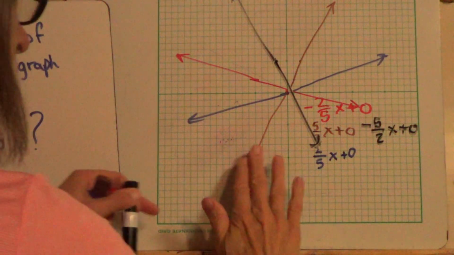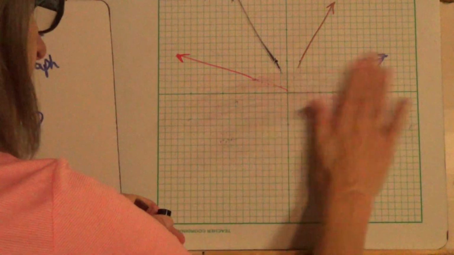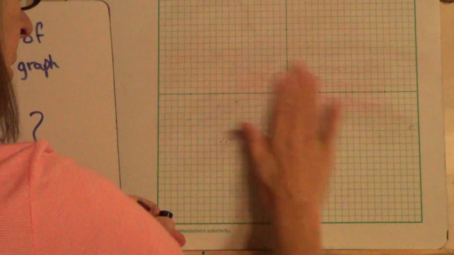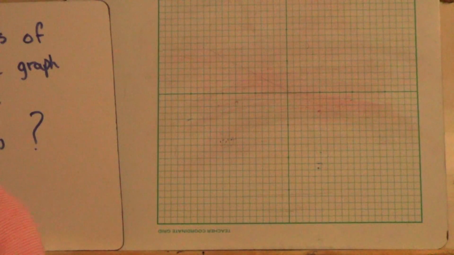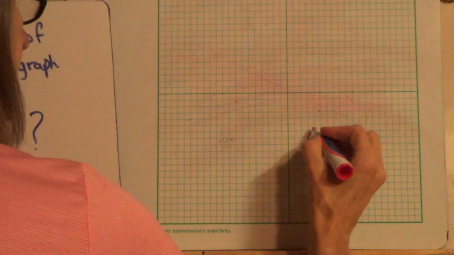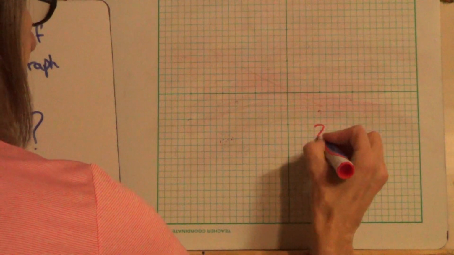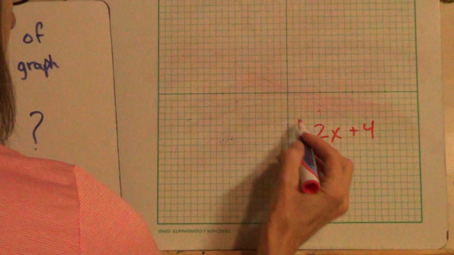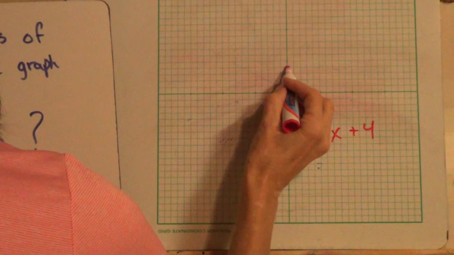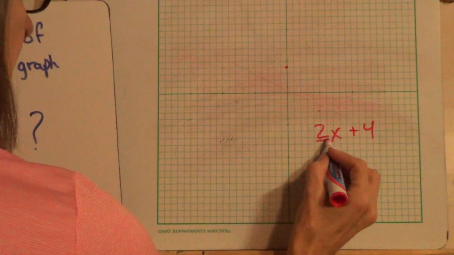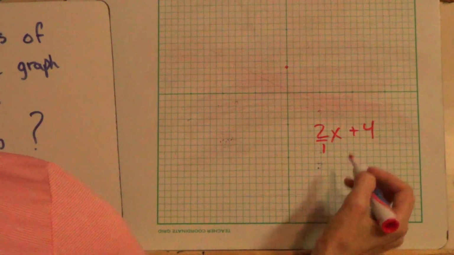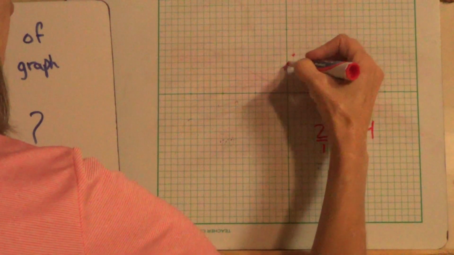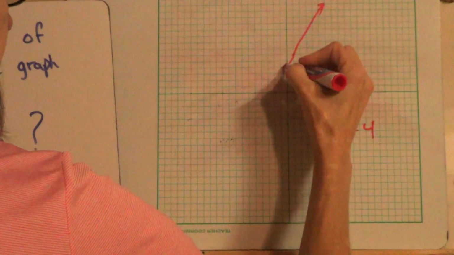Now, if you change the b value, let's say you have 2x plus 4. You would go up to 4, and your slope, just put a 1 underneath anytime you have a whole number. It rises 2, runs 1. There's the look of that one.